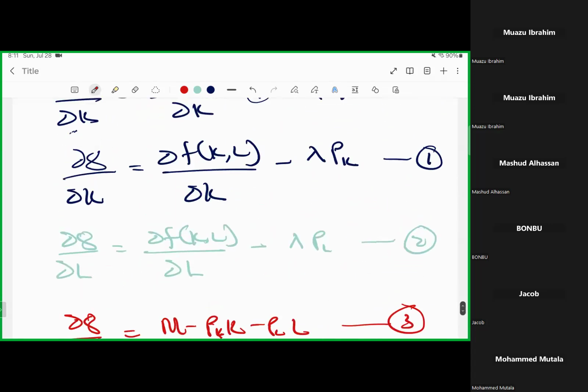So here we are going to set this to 0. We are going to set this one to 0. And we will also set this one to 0.